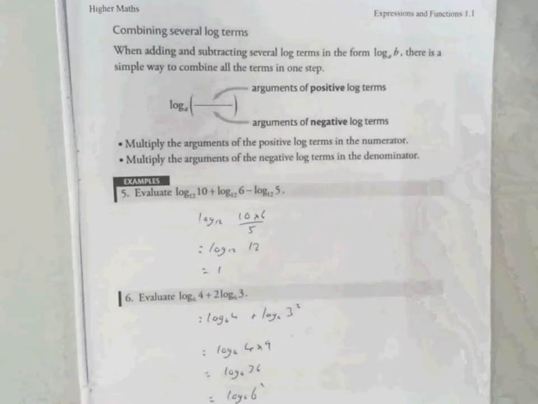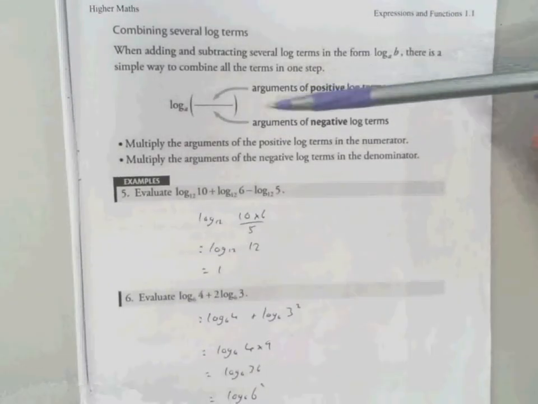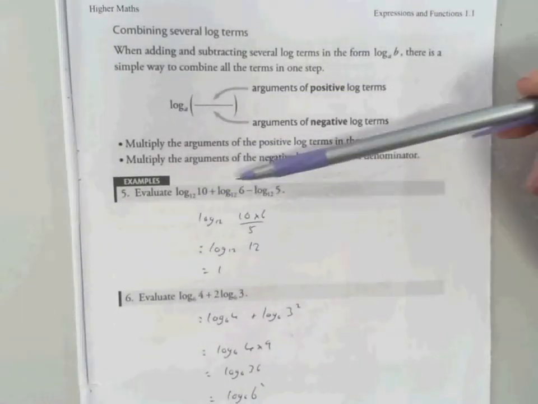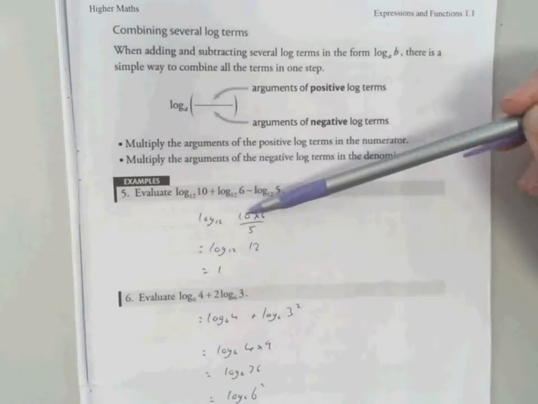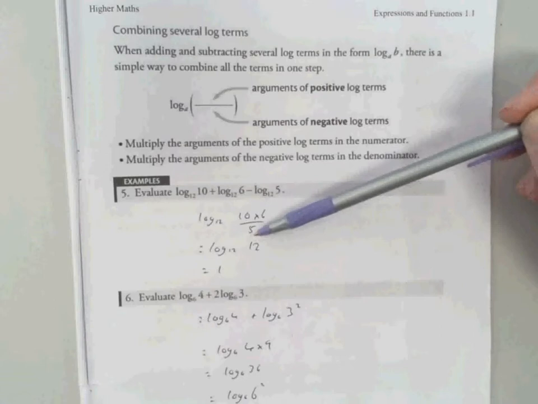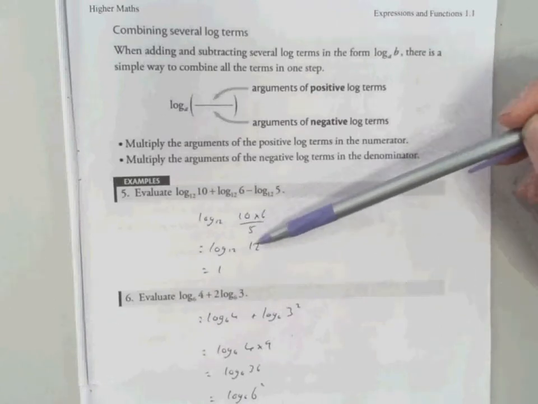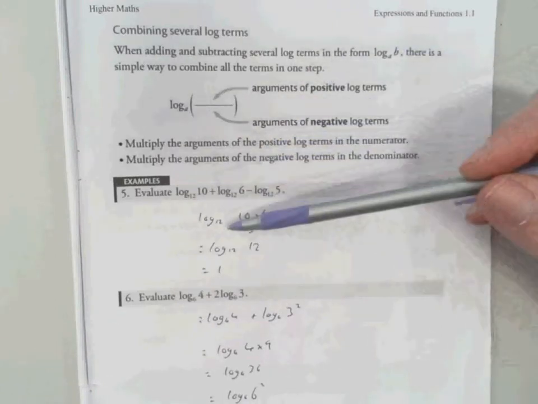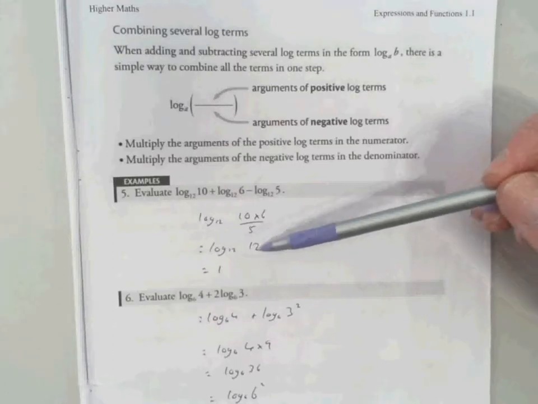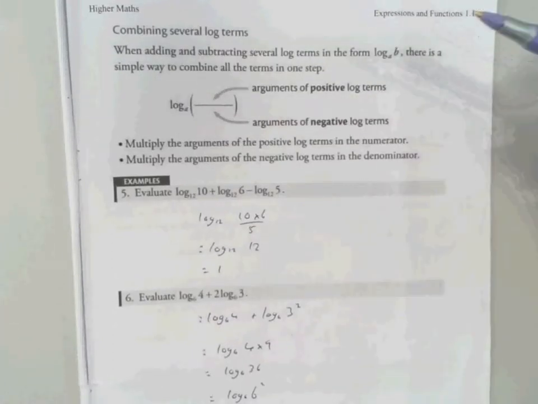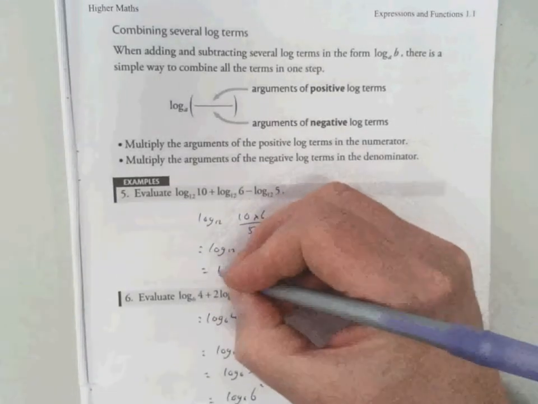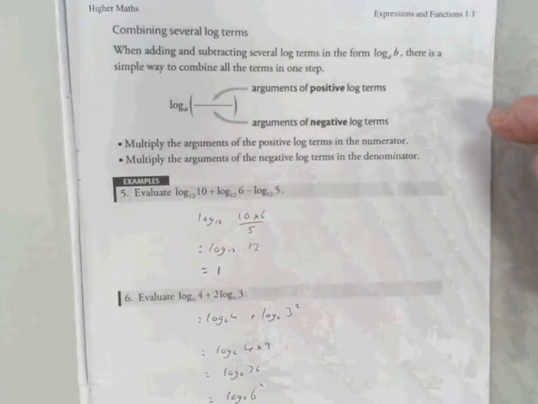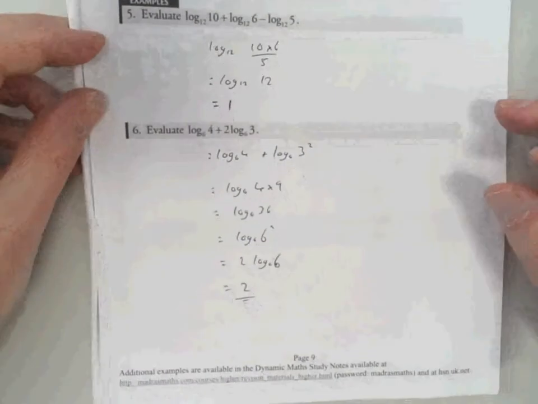Combining several log terms. So I've got base 12 each time here, so I've got log of 10 plus log of 6 minus log of 5, so that'll be log of 10 multiplied by 6 divided by 5, which is 60 divided by 5, which is 12. And here I can simplify: log to the base 12 of 12 is 1. Okay, so quite often it does simplify and we end up with an elegant answer. Question number 6.